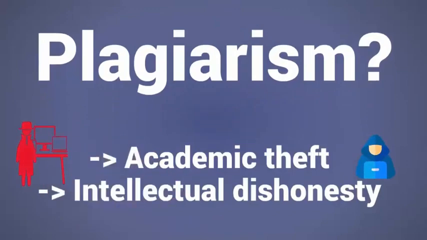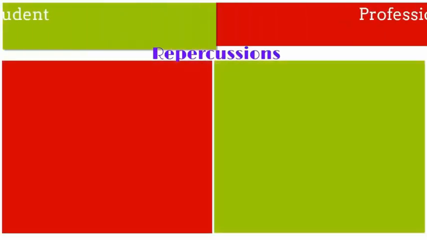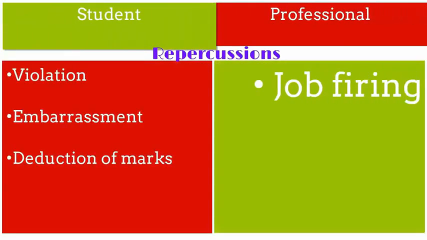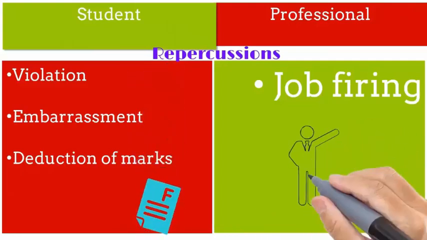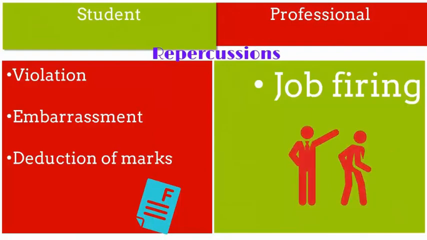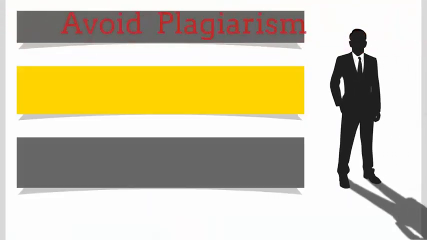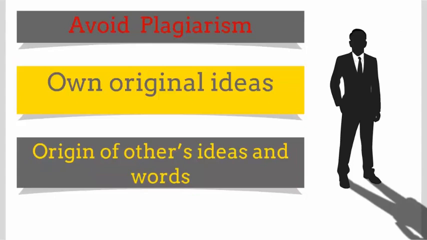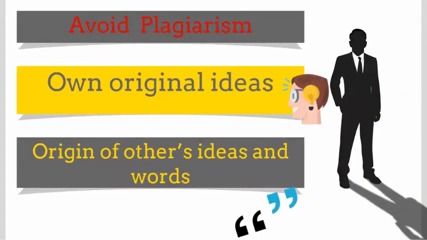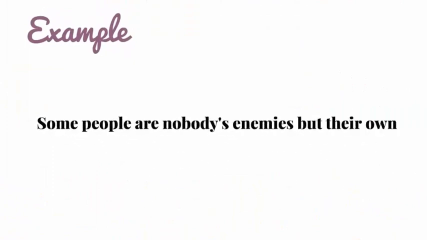Plagiarism can lead to unfavorable consequences. Since it is a violation of academic discipline, for students, plagiarism may lead to embarrassment and deduction of marks. Professionals can even lose their jobs for plagiarized work. But how to avoid it is the big question. If you are writing about someone else's work, present your own ideas and expressions. If you want to use the ideas and expressions which are not your own, then properly identify and mention the origin. There is a proper way to refer to others' work to avoid plagiarism.